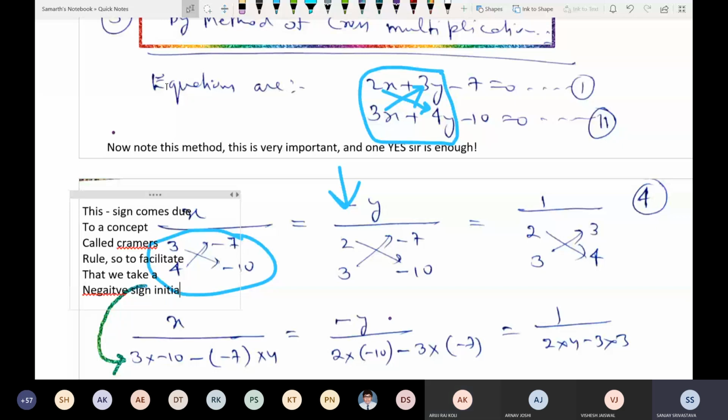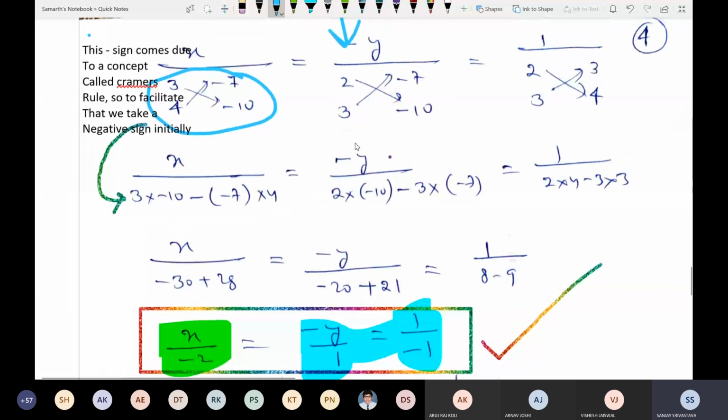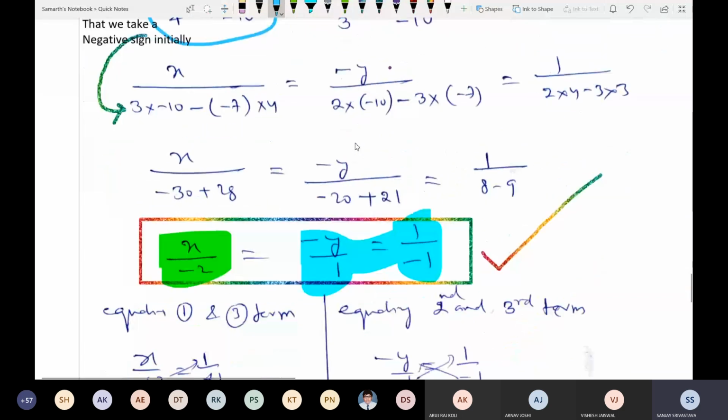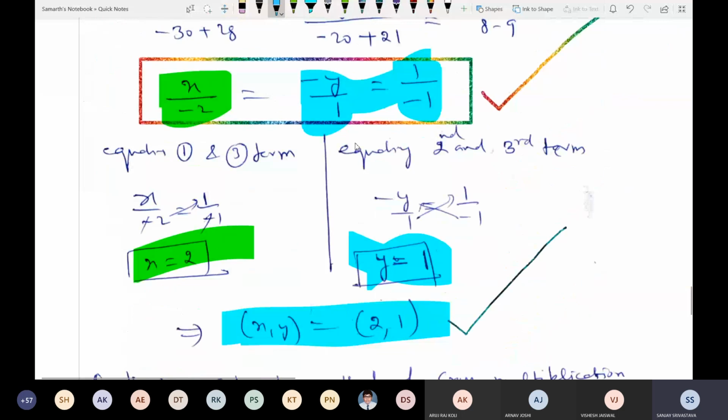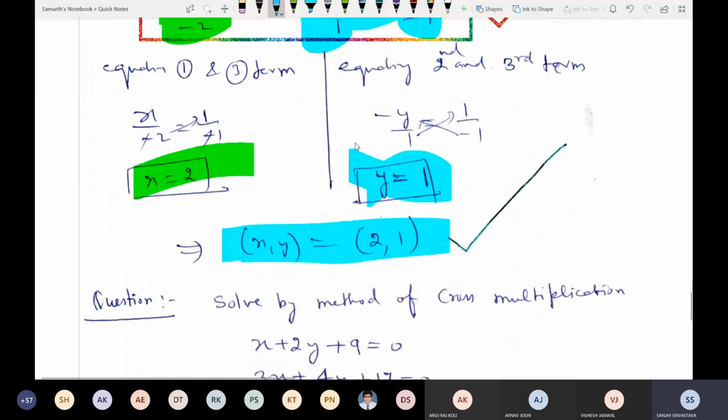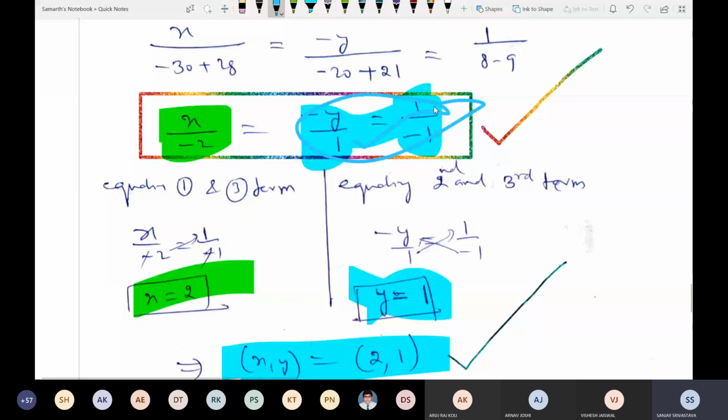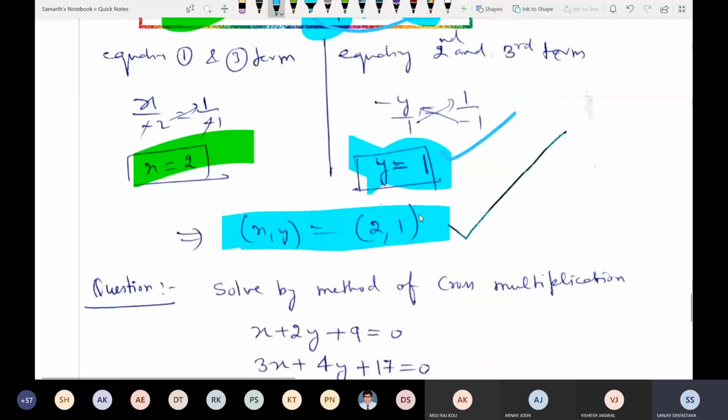And then after that, when you proceed, after solving we have got x upon minus 2 is equal to minus y upon 1 is equal to 1 upon minus 1. And then we will equate the first and the third term, so you will get x is equal to 2. And when we equate the second and the third term, you will get y is equal to 1. So write the solution set in the form of ordered pairs as 2 comma 1. Is it clear to everybody? Yes, sir.